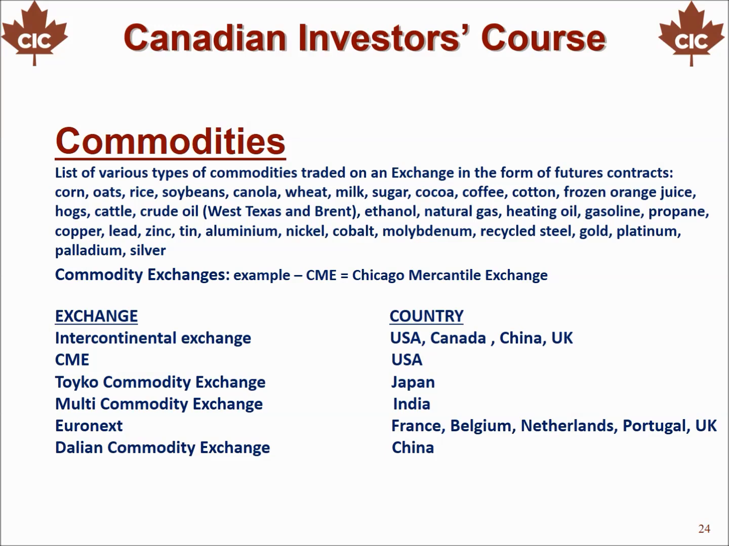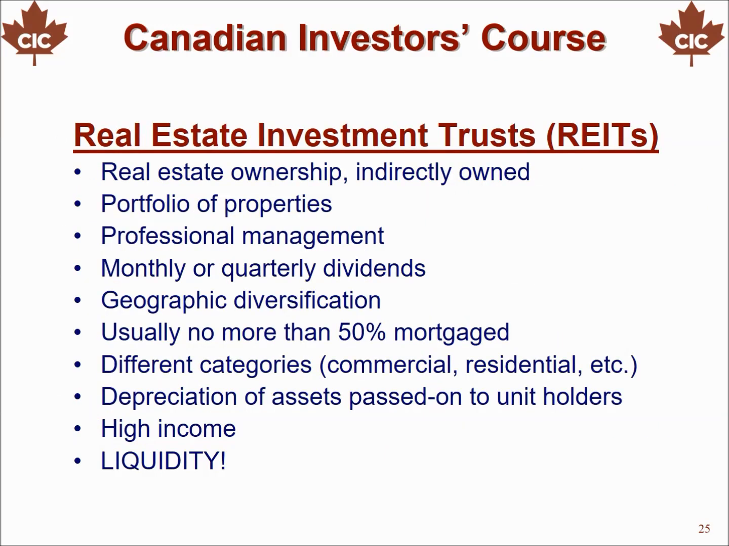Let's look at real estate investment trusts, or REITs. It's a way of owning real estate indirectly. You own a portfolio of properties, you get professional management, you get monthly or quarterly dividends, typically some geographic diversification, and if not, you can create geographic diversification by owning more than one. Usually, they're no more than 50% mortgaged.